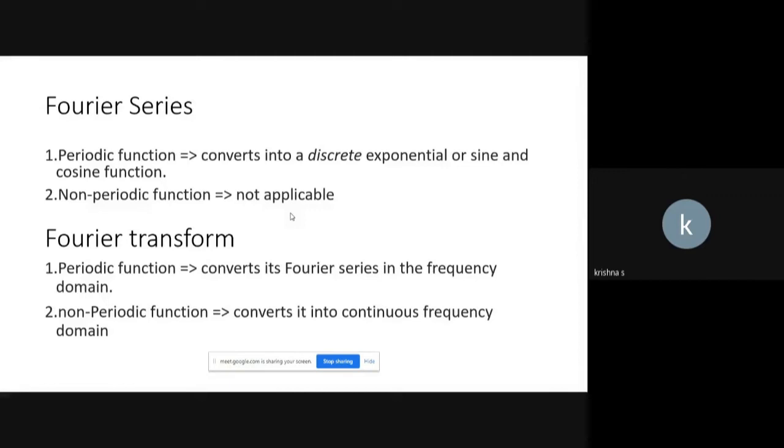As far as my understanding, the Fourier series is applicable for periodic functions, and for non-periodic functions it is not applicable here. It decomposes into sine and cosine functions. Whereas the Fourier transform converts the function into the frequency domain. It can be applied for periodic functions and also non-periodic functions, and it converts into the continuous frequency domain.